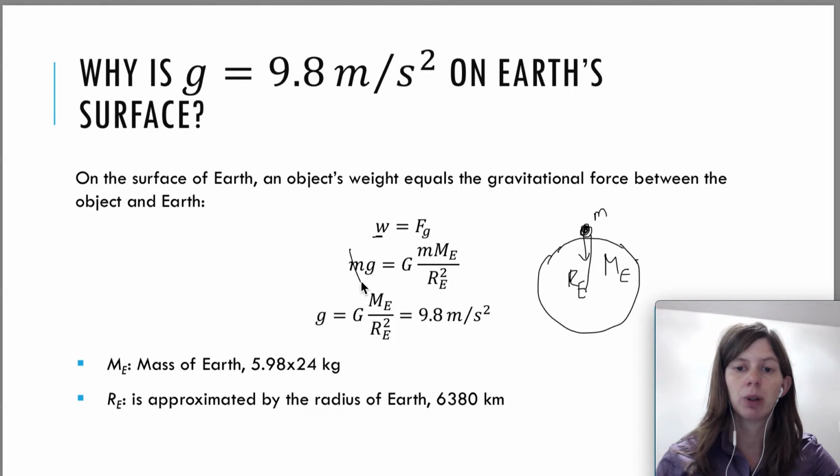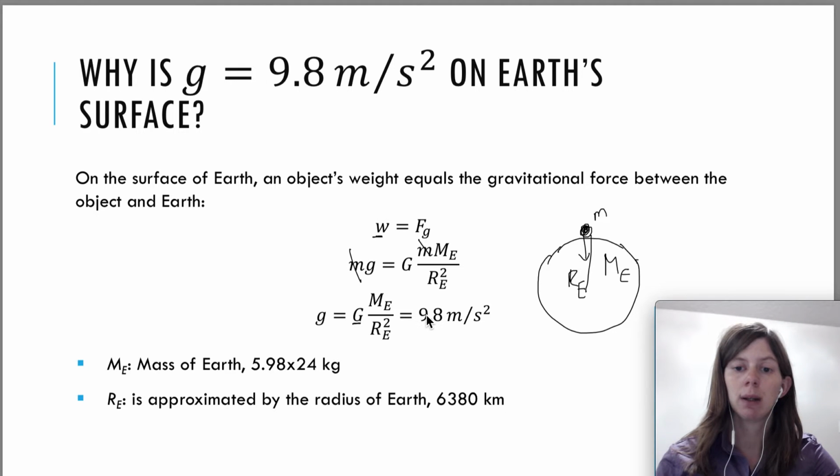So now when you cancel out the little m, then you're left with g. You plug in the mass of the Earth and the radius of the Earth squared and multiply it by G, the universal gravitational constant, you will get 9.8 meters per second squared. So that's why we have been using this.